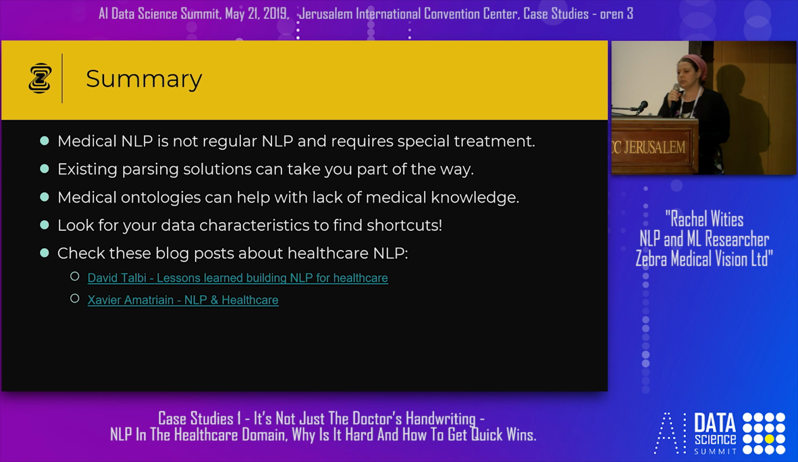Okay, so let's sum up what we talked about. I hope I convinced you that medical NLP is different from regular NLP and requires special treatment. We talked about existing parsing solutions, and we explained that they can take you only part of the way. We talked about medical ontologies, and we showed how we can use them to have a smart neural network. And I also showed you how looking at the data and finding its specific properties can save you a lot of effort. I also recommend you read these two blog posts that were very useful for me, and they have everything I say here and much more.